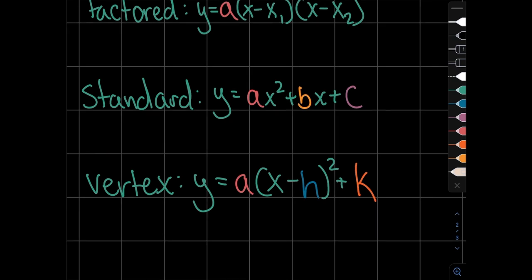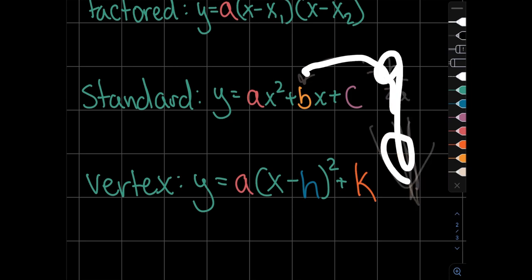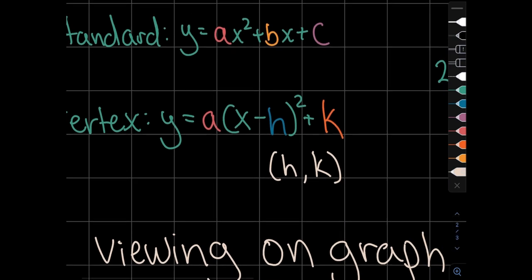Our standard form can tell us things about our graph as well. We have c, which is our y-intercept. And negative b over 2a can tell us the center line, the line of symmetry on a parabola. I'll show you how to apply that when we talk about our graphs. And then vertex form obviously tells us the vertex. The vertex point is h, k. And I'll tell you how to solve to find vertex form.